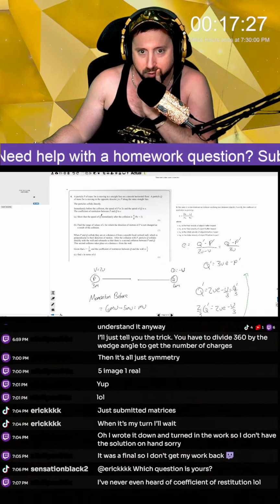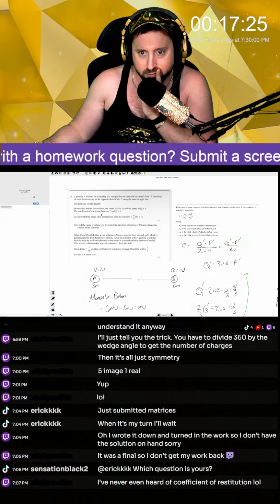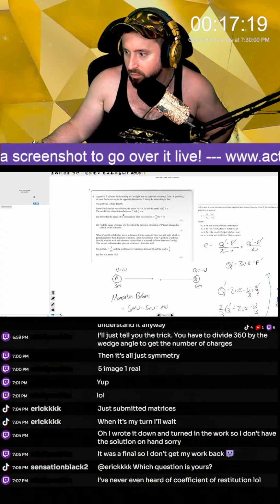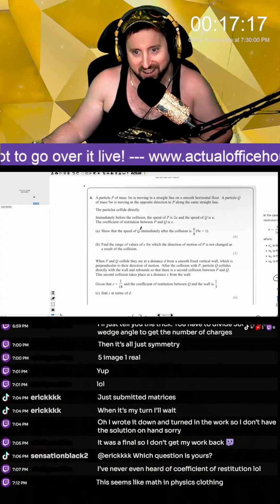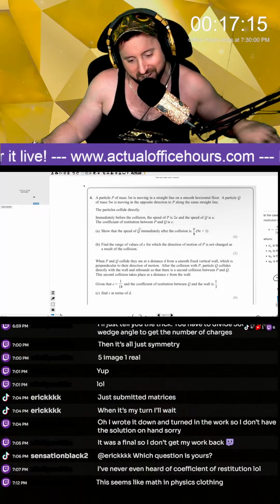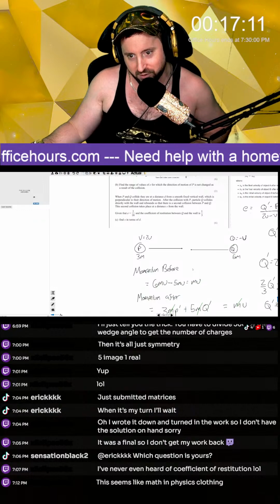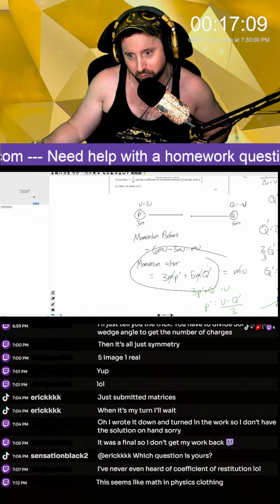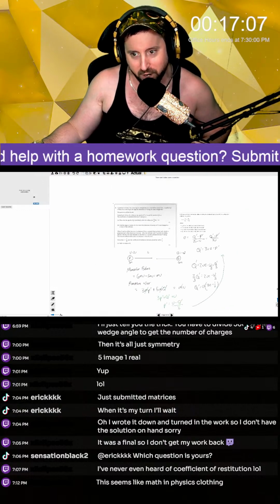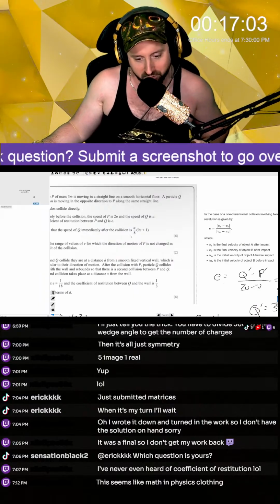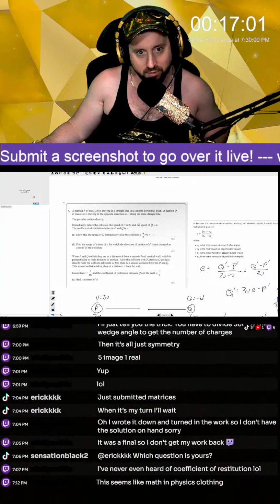I don't like coefficient of restitution. This seems like math in physics clothing. Because at the end of the day, you're like, wait, what? What's the physics in this? I mean, the only physics we kind of used was this: momentum before has to equal momentum afterwards. But after that, you're completely right. I just put on my math goggles and I'm like, screw this. We'll just manually calculate it if it wants this.